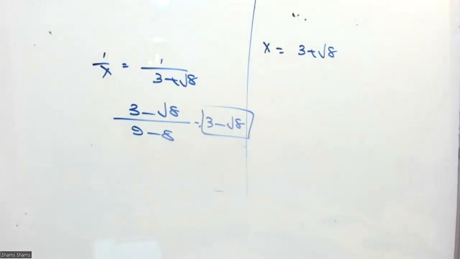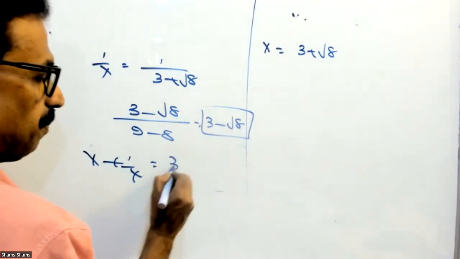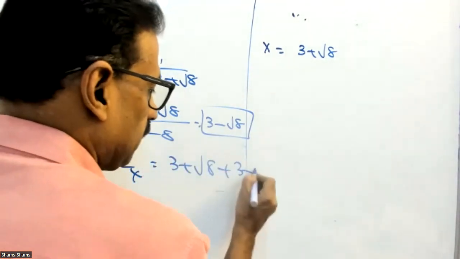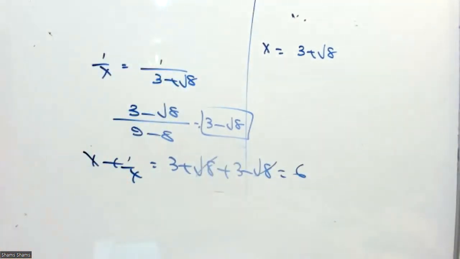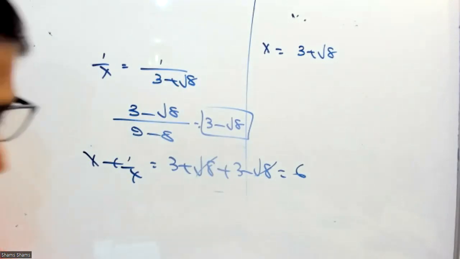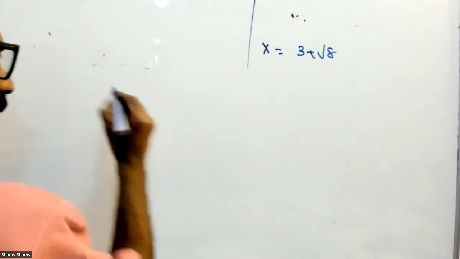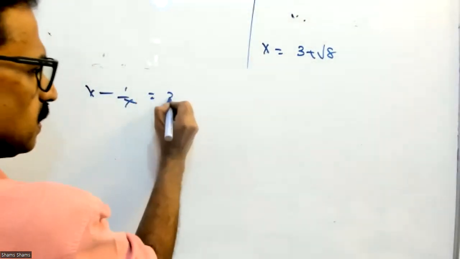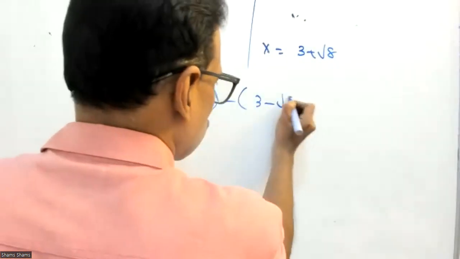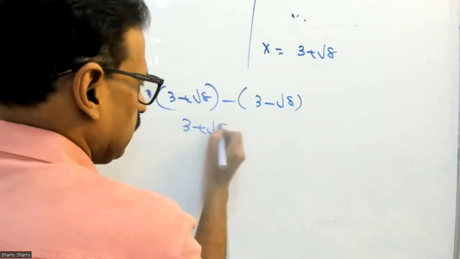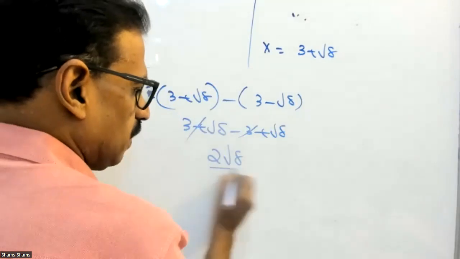Yes, sir. Okay. Now, second part, x plus 1 by x: 3 plus root 8 plus 3 minus root 8. Cancel, answer is 6. Right? Yes, second part is 6. Now, third part, what is that? x minus 1 by x: 3 plus root 8 minus 3 minus root 8. So 2 root 8, right? It's correct.